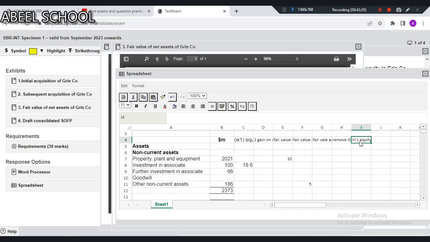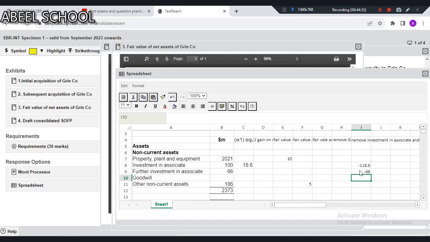So adjustment I, remove investment in associate and additional investment. So let's see, we were in column I. Investment in associate, I need to eliminate 118.6 and minus 66. This is what we need to eliminate.